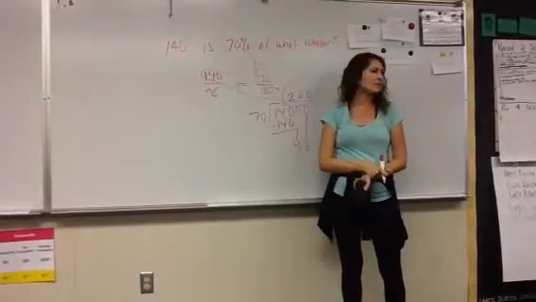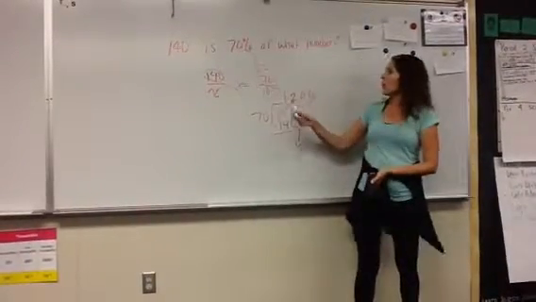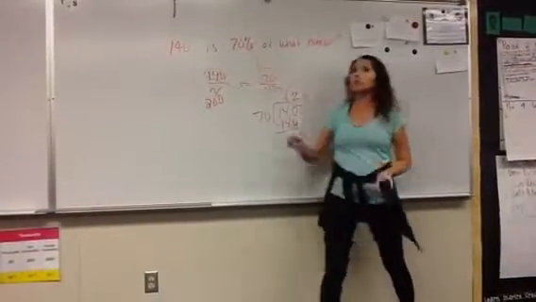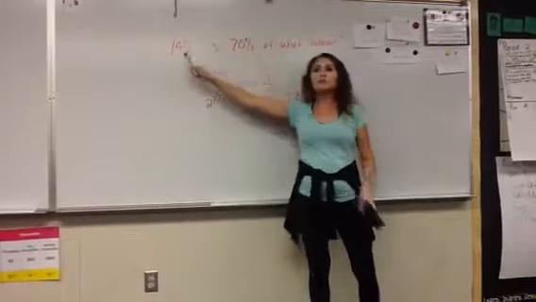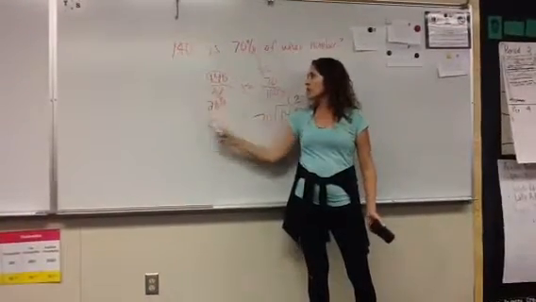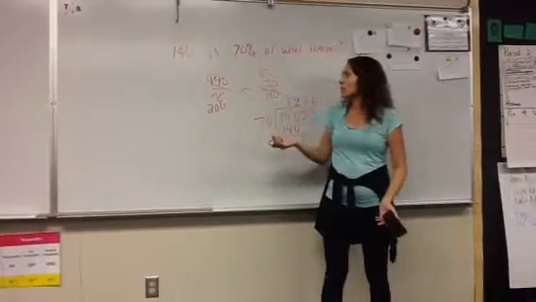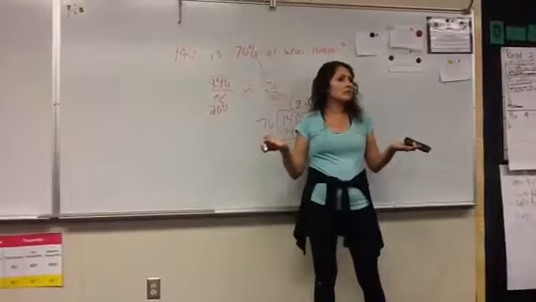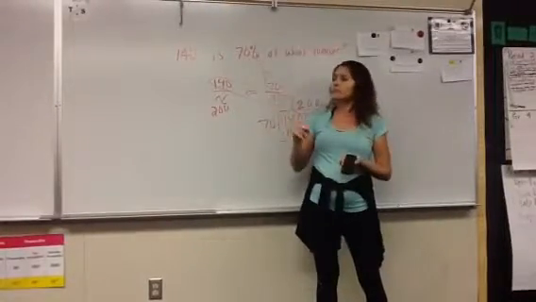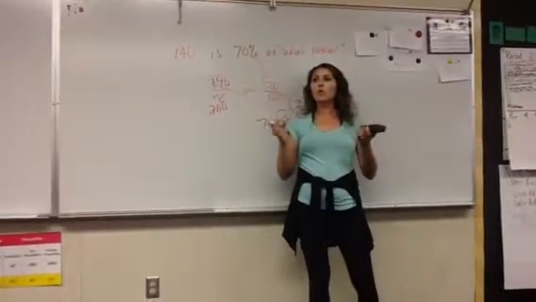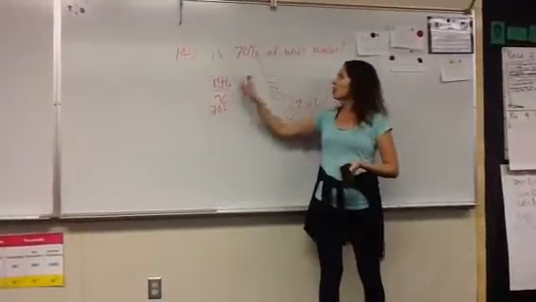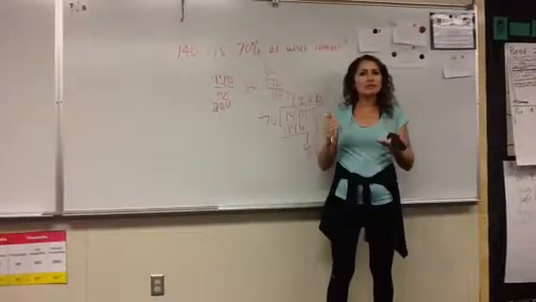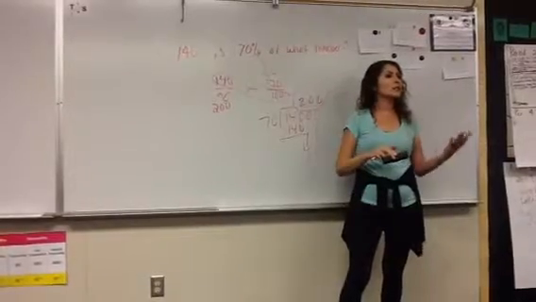Last, I asked myself, does this even make sense? Well, 140 is 70% of what number? You know that the number has to be at least larger than 140. It's 200. If I think about it, 50% of 200 would be what? 100. What's 50% of 140? 70. Yeah. So it's a 20% difference, like 50%, 70%. That seems like it could make sense. So always check for reasonableness of your answer.